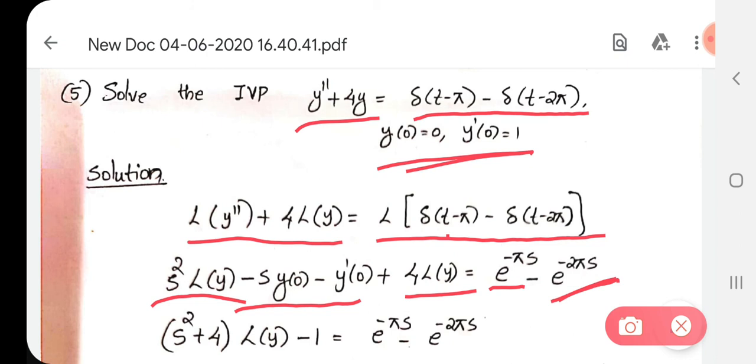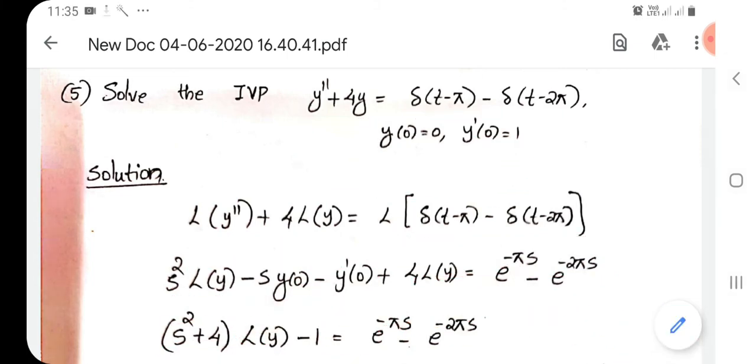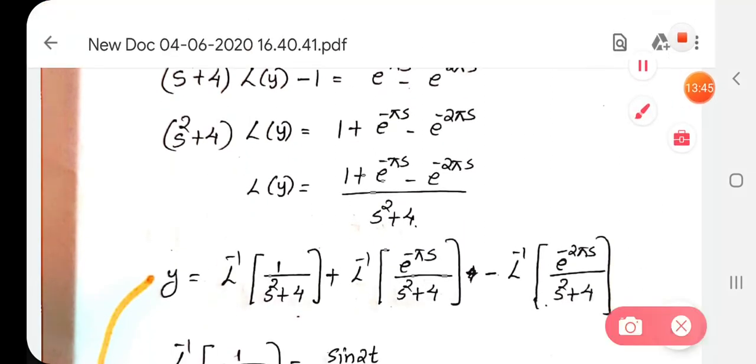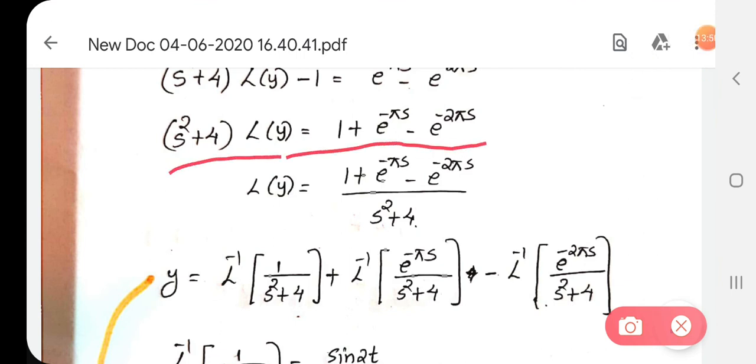Then s square plus 4 into L of y minus 1, because substituting here y of 0 is 0, so s into y of 0 is 0 and y dash 0 is 1, so it is minus 1, equal to e raised to minus pi s minus e raised to minus 2 pi s. And then s square plus 4 into L of y is equal to 1 plus e raised to minus pi s minus e raised to minus 2 pi s. So L of y is 1 plus e raised to minus pi s minus e raised to minus 2 pi s, by s square plus 4.